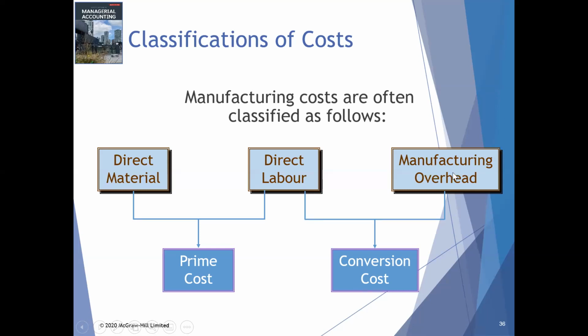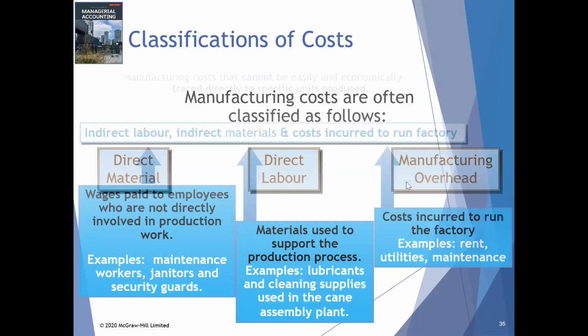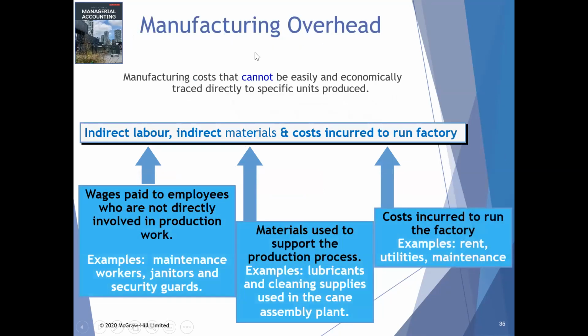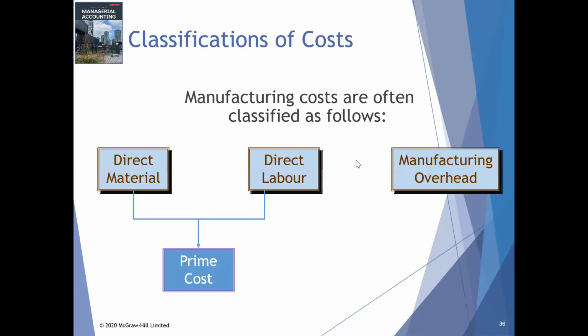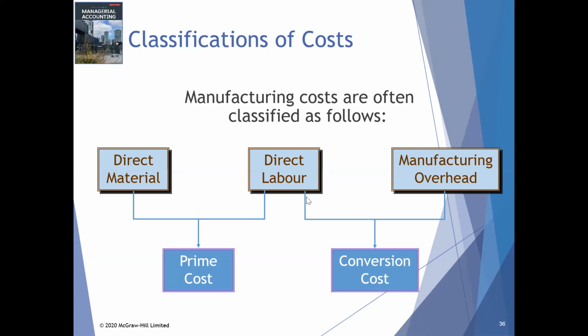Manufacturing overheads I have already discussed. Look at the previous slide. These are the manufacturing overheads: indirect labor, material, and cost. So those things are also helping in the conversion of that one product. That is why this is known as conversion cost, as I have explained.